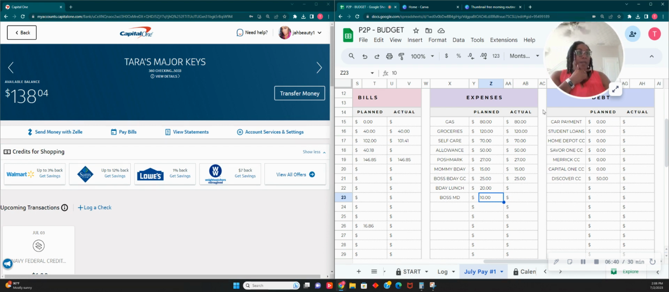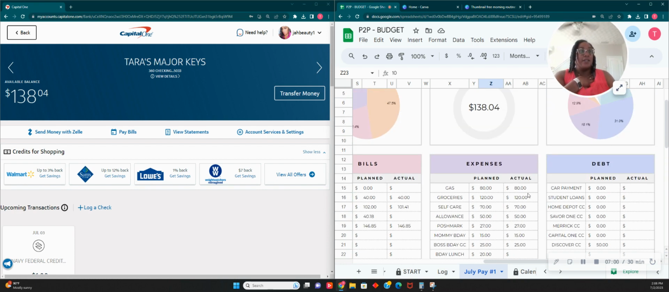Debt, car payment. I'm not putting anything to the car payment yet. That'll be on the next two paychecks in July. Student loans are a whole right now. There's nothing on my Home Depot card, nothing on my Sarah One card, nothing on the Merit card. Capital One, we pay as we go. Once we reconcile and discover, it's $50. Okay, so I hope that all made sense to you guys.